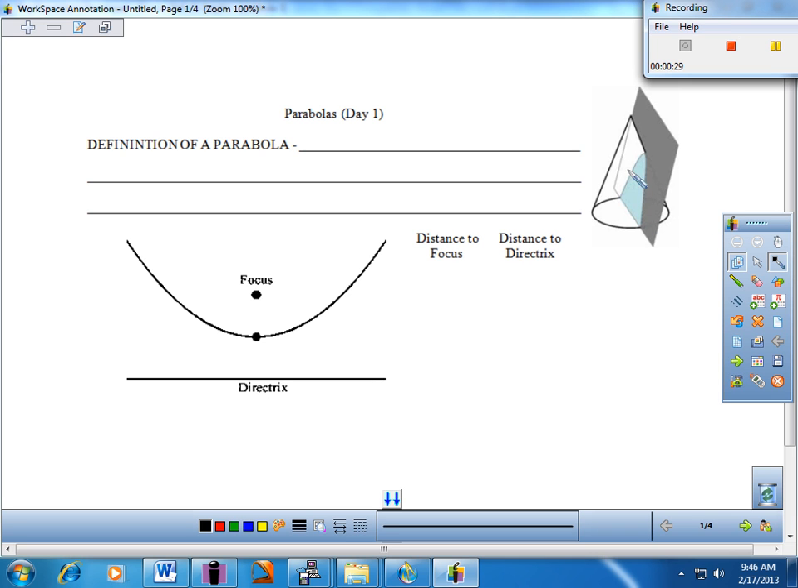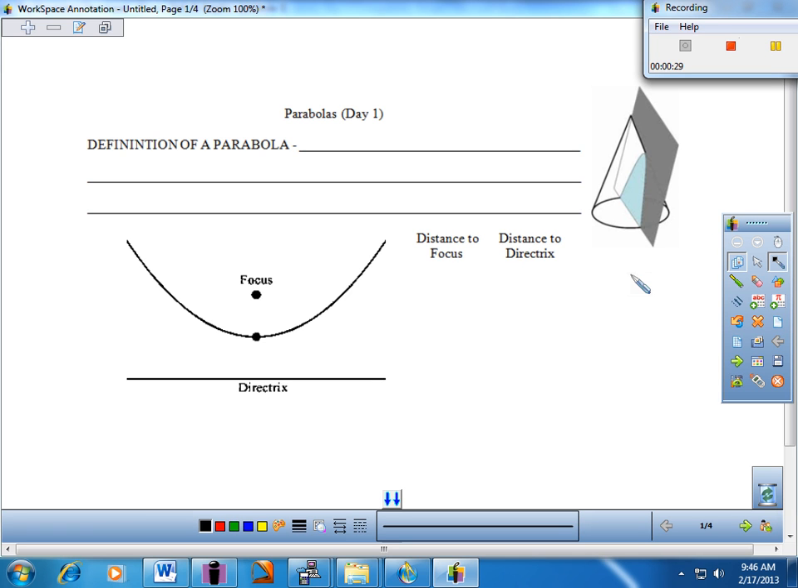At this point in time, we've explored circles and ellipses, which are called closed curves. And this parabola right here, as you can see, is an open curve. These branches, these arms of the parabola, extend to infinity. So we'll go ahead and take a look at that piece.